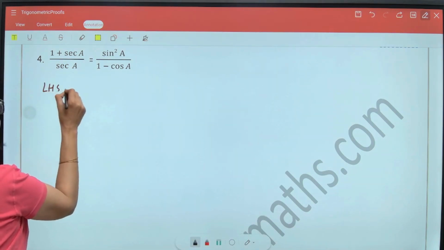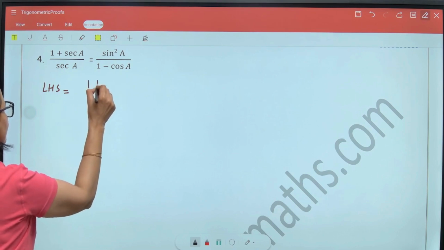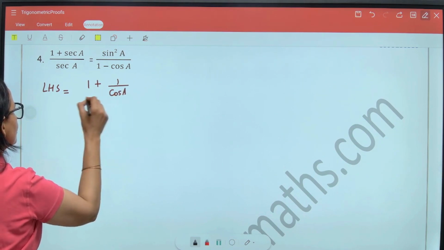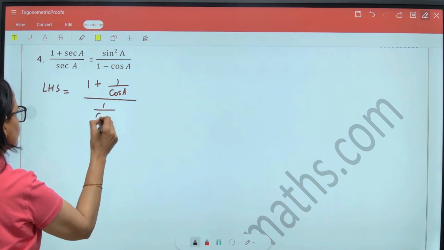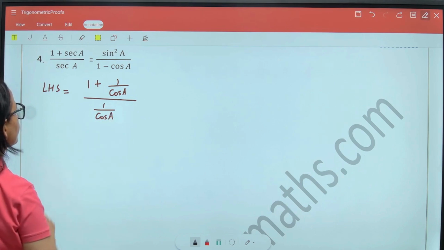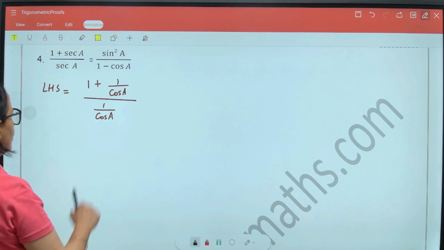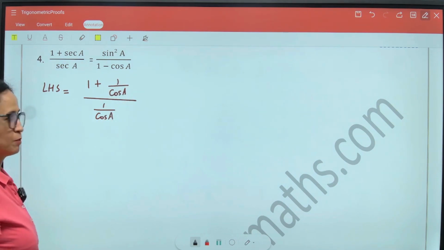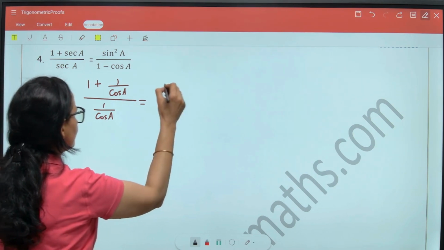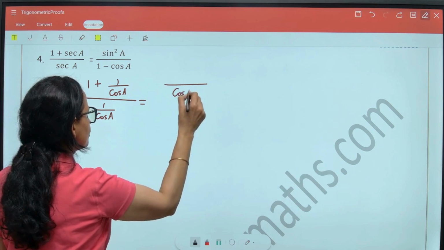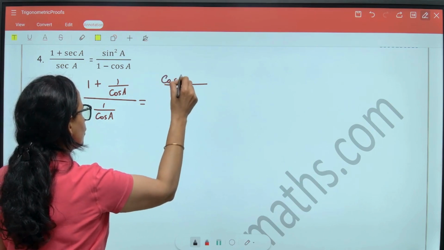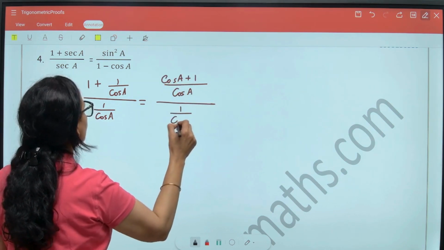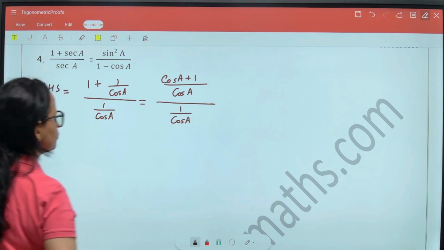Now, on the left side we have 1 plus sec A, which can be written as 1 upon cos A, and in the denominator also 1 upon cos A. Again I am repeating, when you have fractions both in numerator and denominator, please be very careful. So, how do we do that? Simplify the numerator first. It becomes cos A plus 1 upon cos A divided by 1 upon cos A.